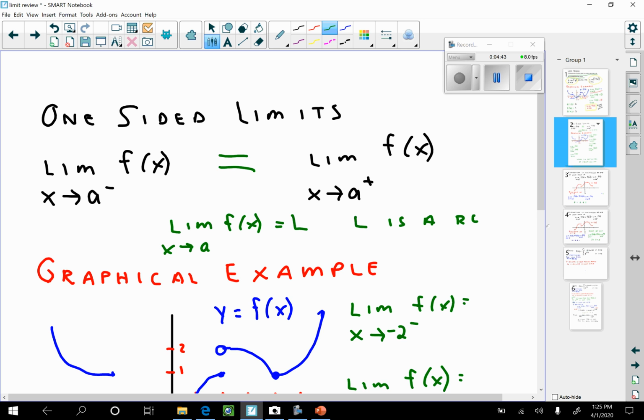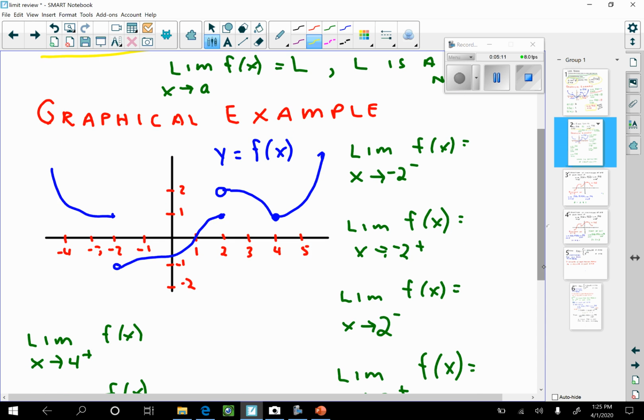And this is the definition of a limit. L is a real number. But what has to happen for that limit to exist? The left-hand limit has to equal the right-hand limit. As x approaches a from the left of f of x has to equal the limit as x approaches a from the right of f of x. This is the definition of a limit, okay?